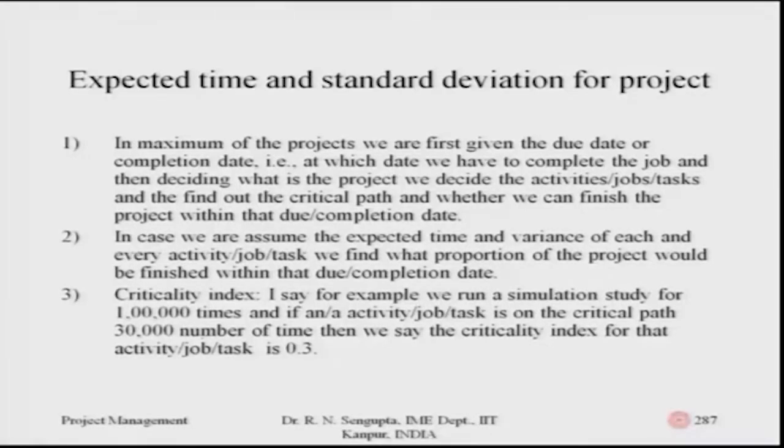So, in most projects, we are first given the due date, which we will denote by D, or the completion date, that is the date by which we have to complete the job. Then, deciding the project, we decide the activities, jobs and tasks and find out the critical path, whether we can finish the project within that due date. Assuming the expected time T and the variance VT of each activity, we find out what proportion of the project would be finished within the due date, the completion date.